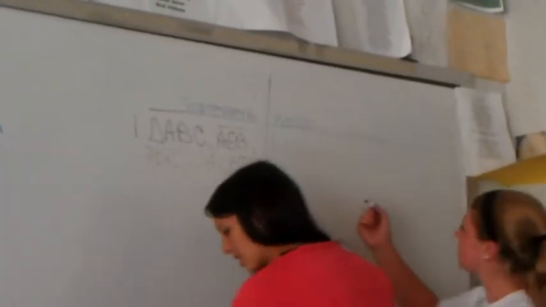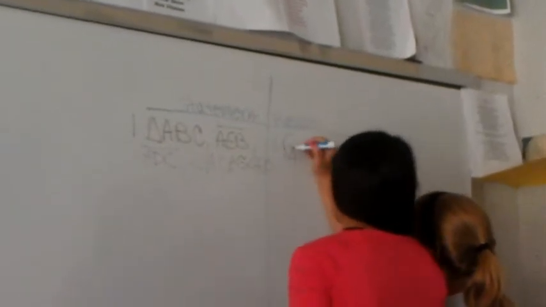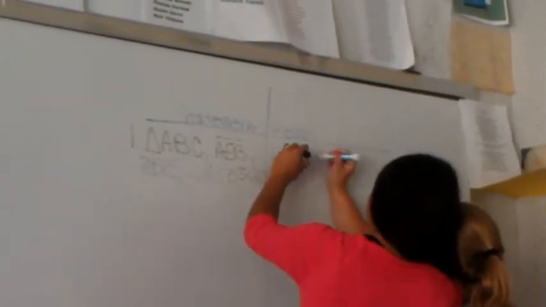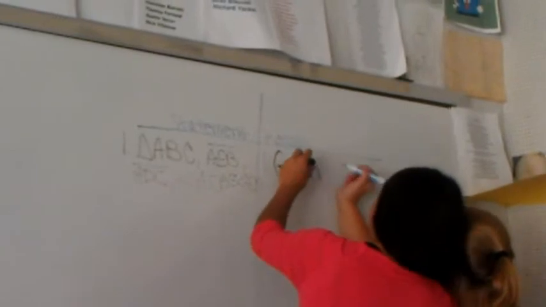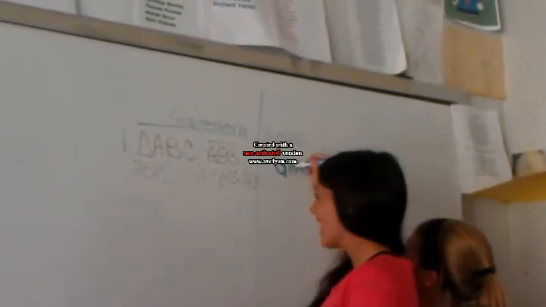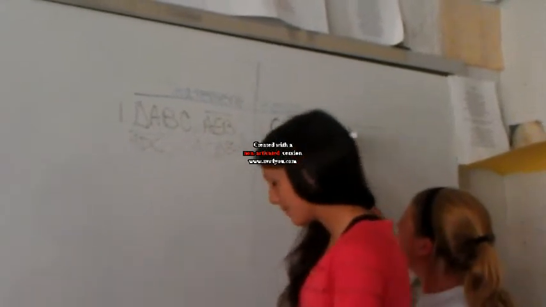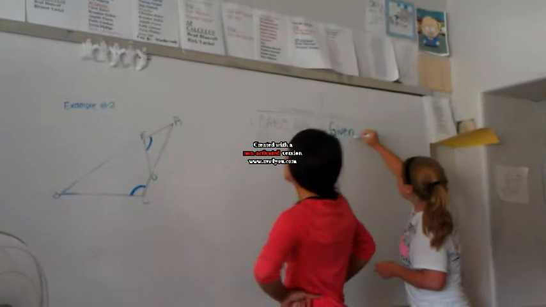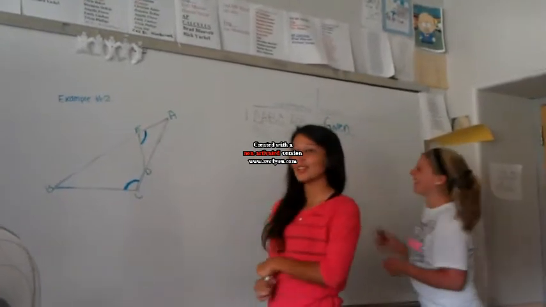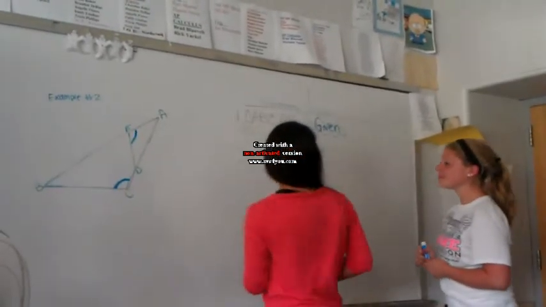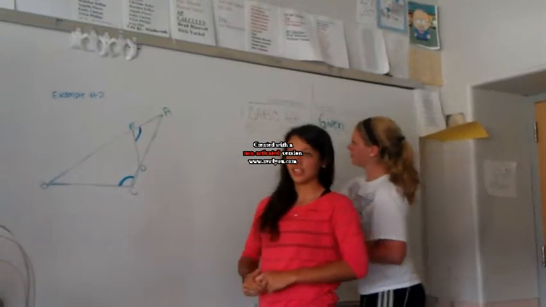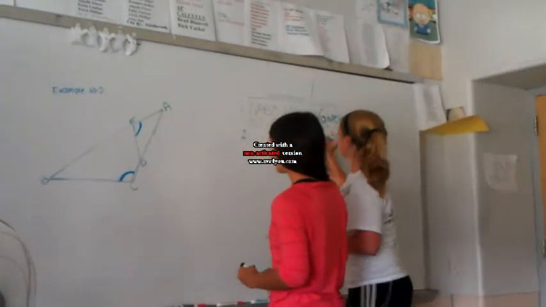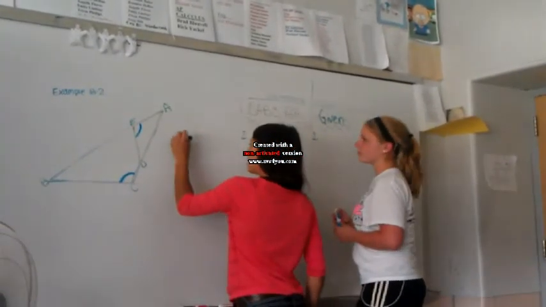I think we should get a new marker. There we go. Alright, ladies, we gotta have it, it is a very important step. You are correct. The way to prove that two triangles are similar is by angle is congruent to angle, right? Yeah. I'm going to write that right here.